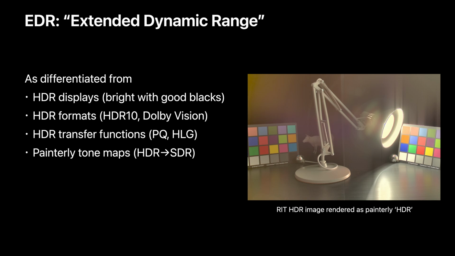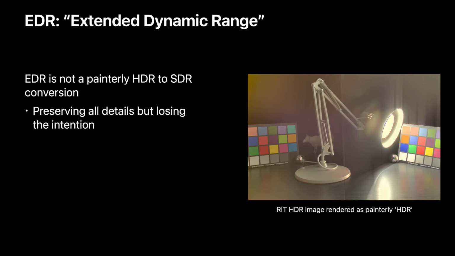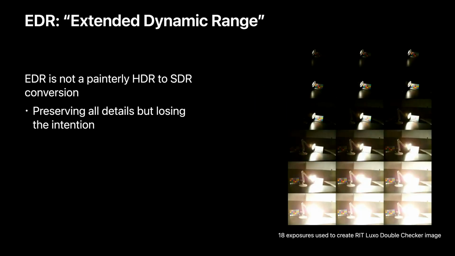Consider this SDR tone map of an RIT-produced ultra-high dynamic range OpenEXR image. In the tone map, the glowing light bulb and the shadow detail are all present. However, the dramatic dynamic range of the original HDR image is lost. EDR is not a painterly HDR to SDR conversion, preserving all details while losing the intention, but rather a true high dynamic range rendering. The RIT team combined the 18 bracketed digital SLR exposures seen here to create their HDR image with its amazing 500,000 to 1 dynamic range.